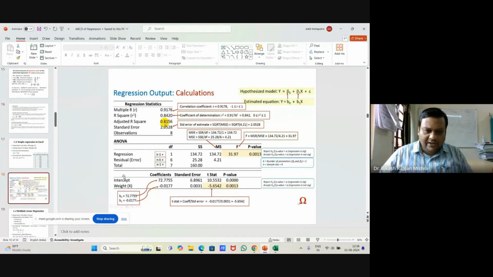One is the beta 0 intercept term, and beta 1 is the weight term. The intercept term B0 is found to be 72.77, and the weight variable B1 is found to be minus 0.01. Remember, the correlation coefficient indicates that there is a positive relationship between the two variables. Higher is the weight, more is the mileage, and the degree is almost 91%.